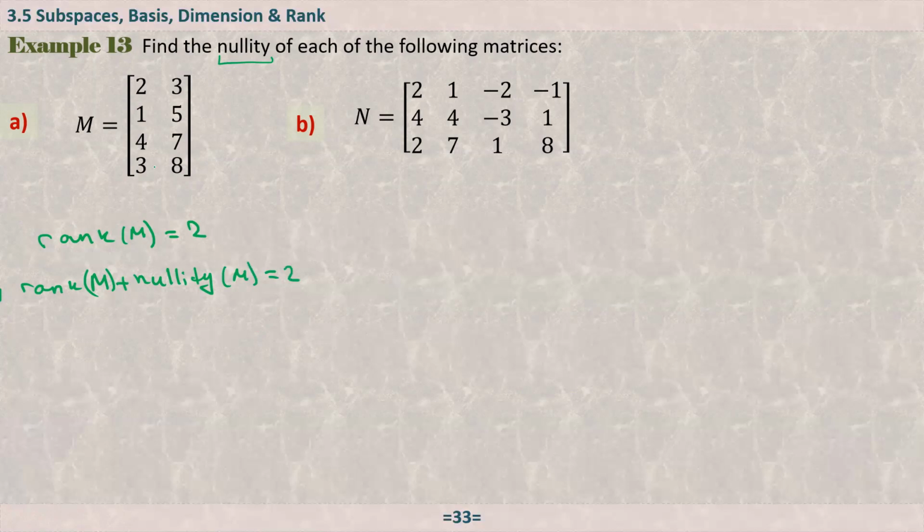This M, because this one is a 4 by 2 matrix. What is our N here? N equals 2. And since the rank is equal to 2, the nullity must be equal to 0, right? So nullity of M is equal to 0. And how about this M?